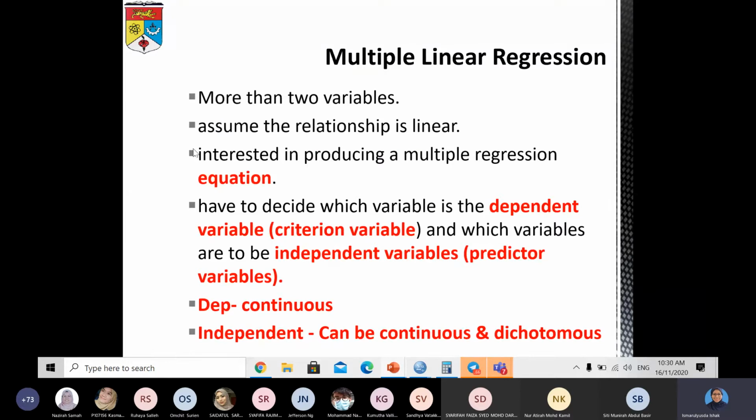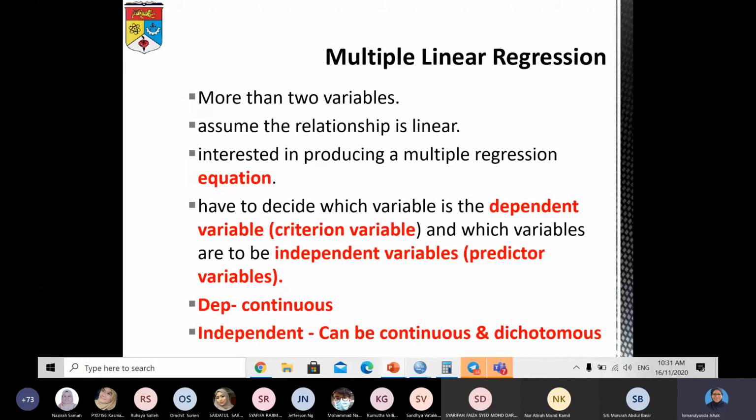The relationship should be linear also. What you are interested in with multiple linear regression is the equation, the multiple regression equation. You have to decide which variable is dependent and which are independent variables. The dependent variable is the criterion variable, and your independent variables are the predictor variables. And this is compulsory: your dependent variable should be continuous.